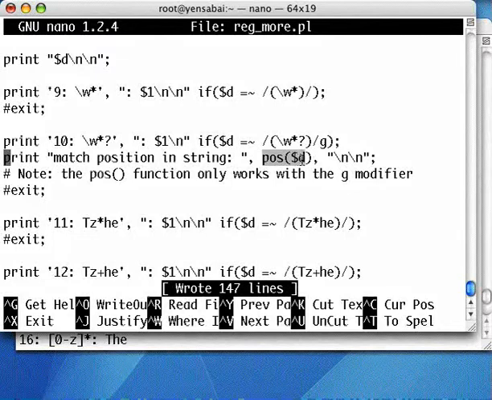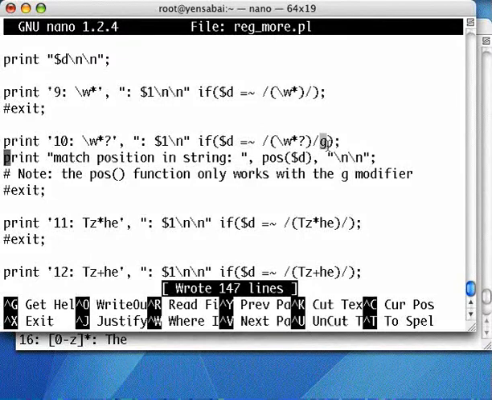Remember from last week's regular expressions class notes, we can see the position of the match, the end of the match. But interestingly, this one only works if the G modifier is on. So try to remember that.